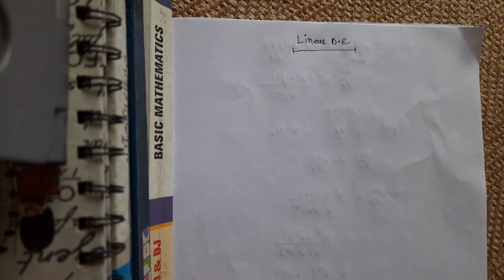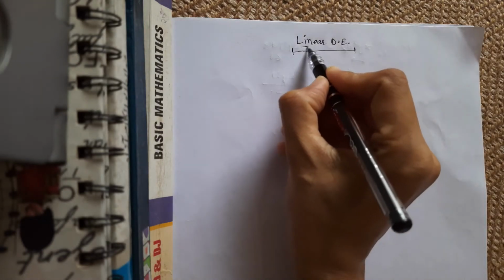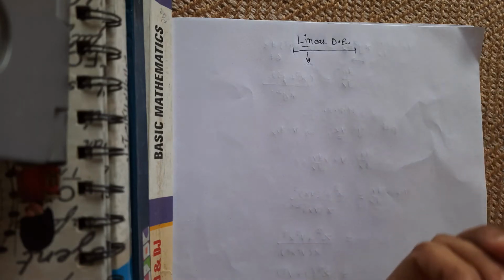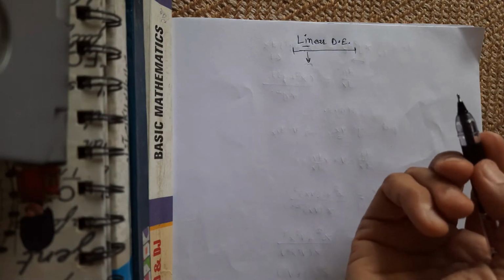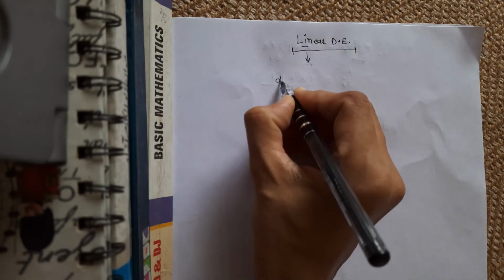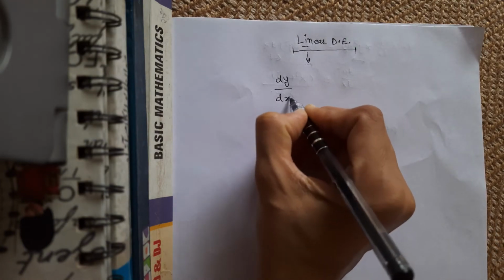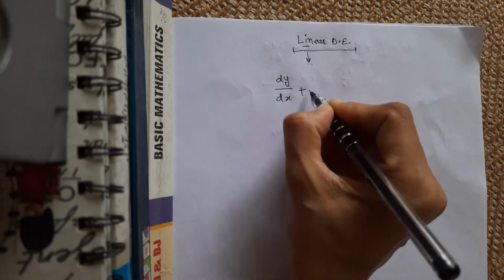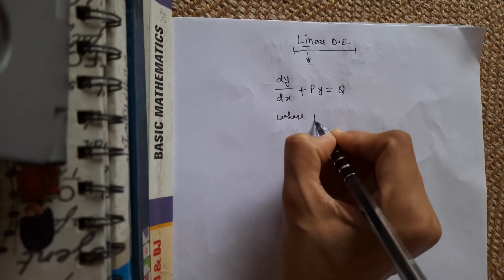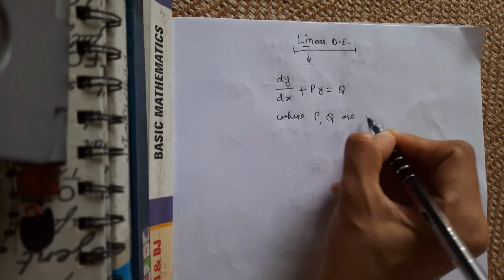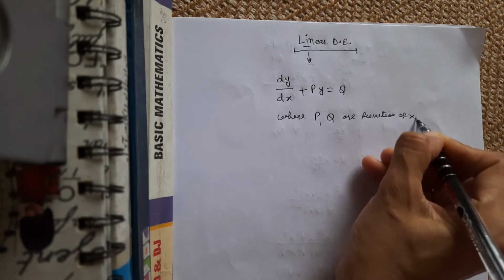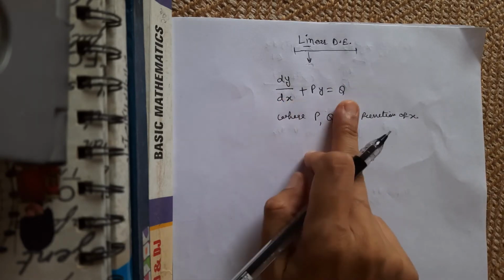So for the linear differential equation, since the term is linear, remember that each degree is going to have the power as 0 or 1. Specifically we can say that a differential equation of the form dy by dx plus py equals q, where p and q are functions of x, is called a linear differential equation.